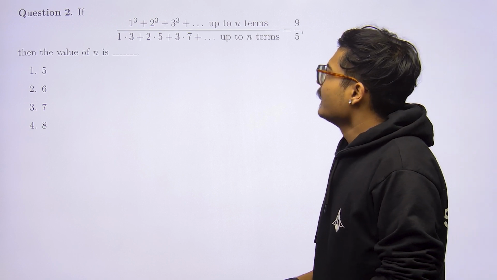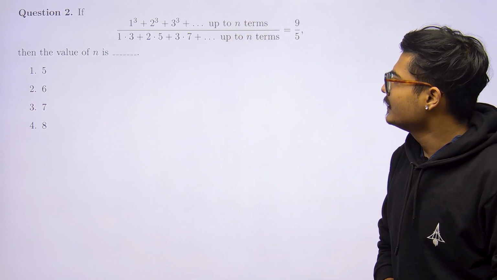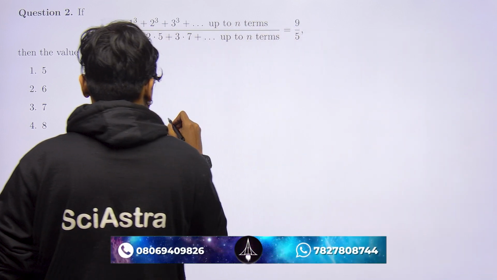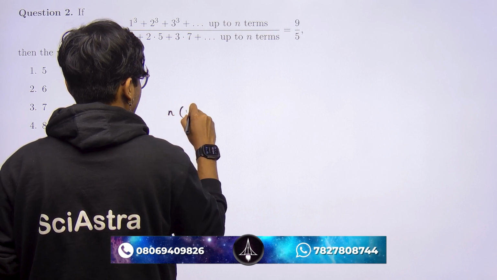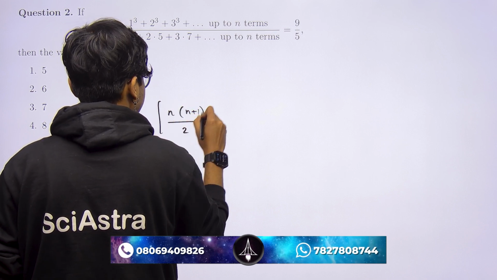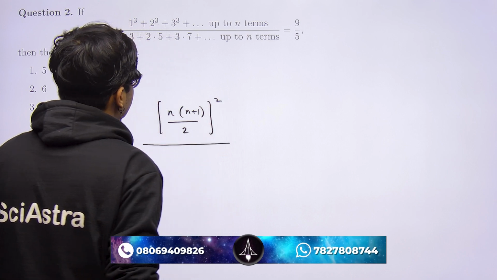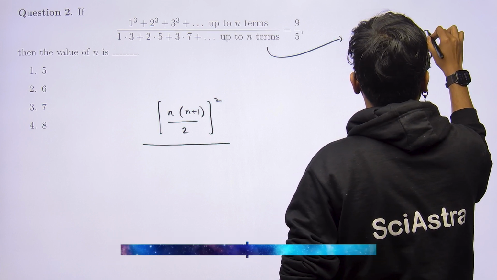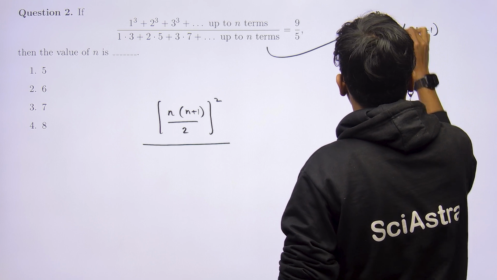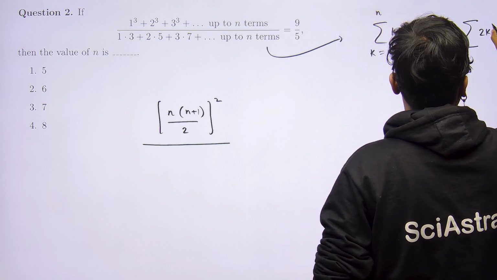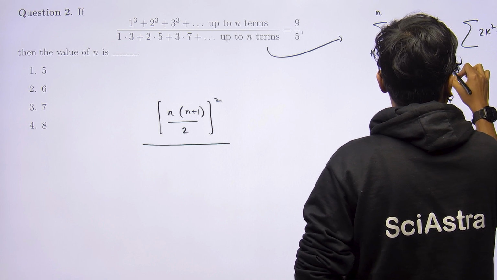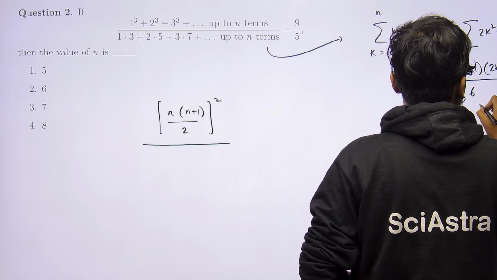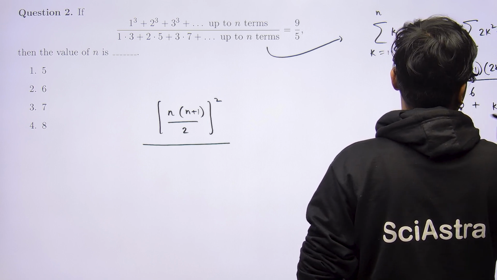Coming to the second one. If this ratio is equal to 9 by 5, then find the value of n. So the numerator is just the sum of the cubes, right? So we know that the formula for that is [n(n+1)/2] whole squared. And the denominator is nothing but this series. It's the summation of k(2k+1), where k ranges from 1 to n, which is nothing but the summation of 2k² + k, right? Which will turn out to be 2 times k(k+1)(2k+1)/6 plus k(k+1). Sorry, it should be in terms of n.